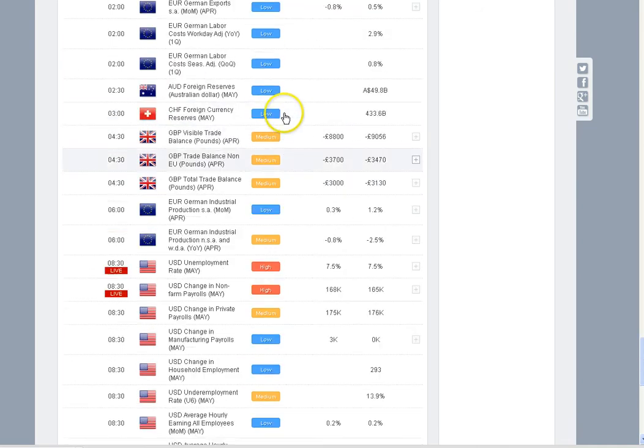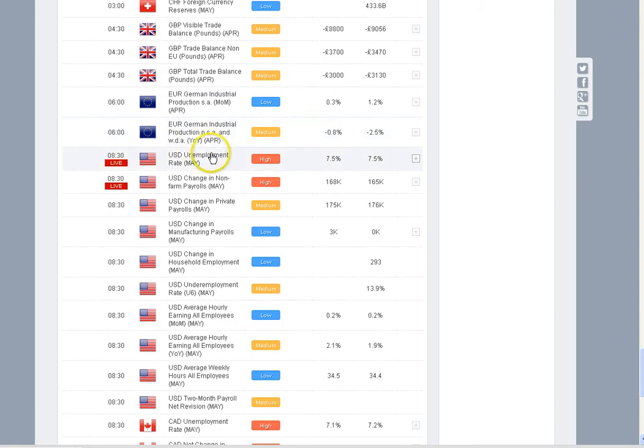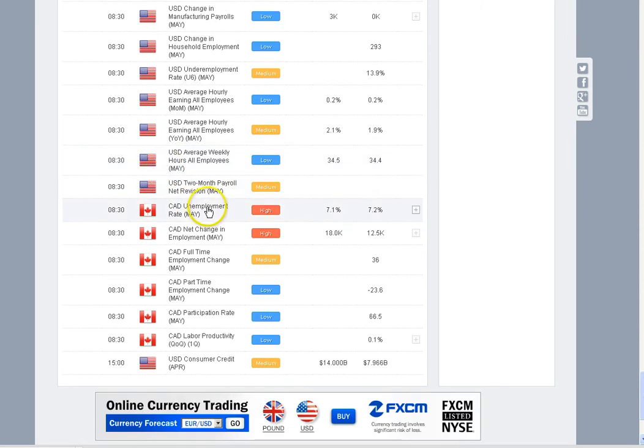So then we have Friday here. Looking at Friday, we have the dollar with some serious news at 8:30 a.m., and it's going to be the unemployment rate and the changes in non-farm payrolls. This will affect your trade. There's going to be some movement there, so you'll see some spikes, and you'll see the market doing whatever, and you'll wonder why. This is why. Look at the news, know what's going on.